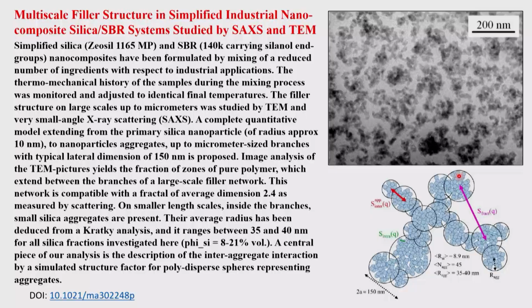So in the cluster you have individual nanoparticles, you have smaller clusters, you have larger clusters, you have branches. This whole thing is the one which you see here, which you see here, which you see there, etc. Okay, so this is a silica, a simplified Zeosil, and SBR is 140 kilodalton, with silanol end groups, nanocomposites. Okay, so these are composites which are used in some industrial applications. If you're interested, you can always look at that.